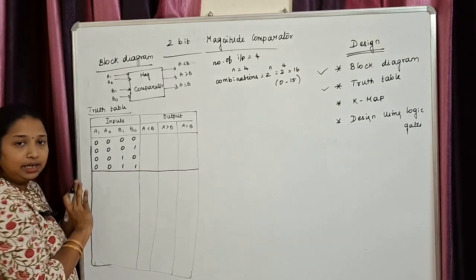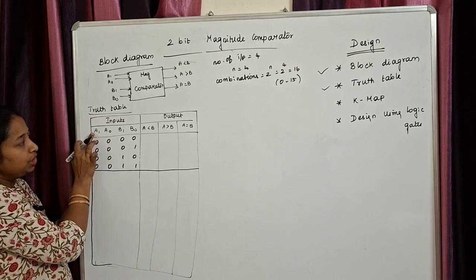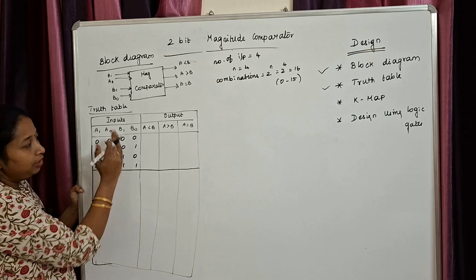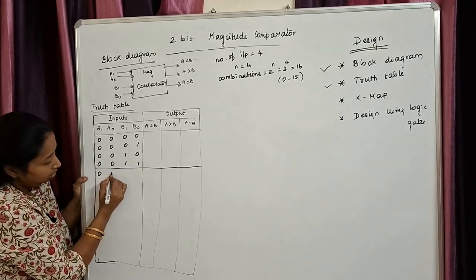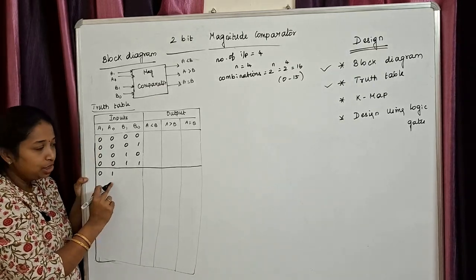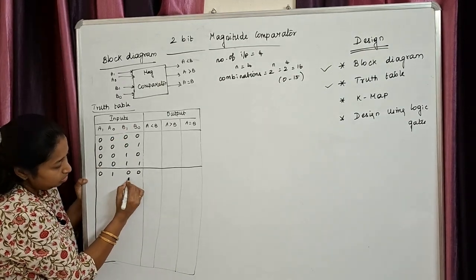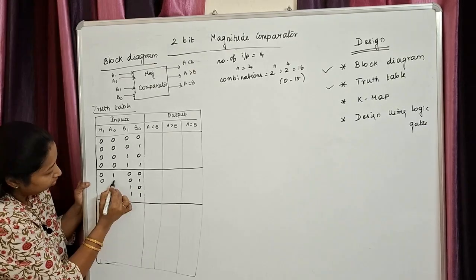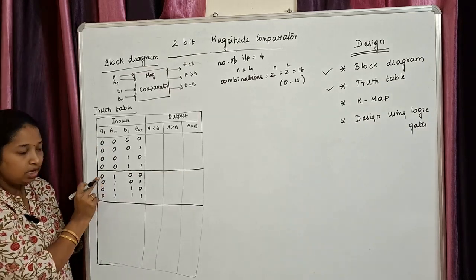Why did I put a line here? This is something like for my input combinations when A1 and A0 is 0, 0, I'll be getting 4 different combinations for my B1 and B0. In a similar way, for my input A1 and A0 when it is 0 and 1, again I'll be getting 4 combinations for B1 and B0. That is 0, 0, 0, 1, 1, 0 and 1, 1. Clear? For all these 4 combinations, my input A1 and A0 is 0, 1.